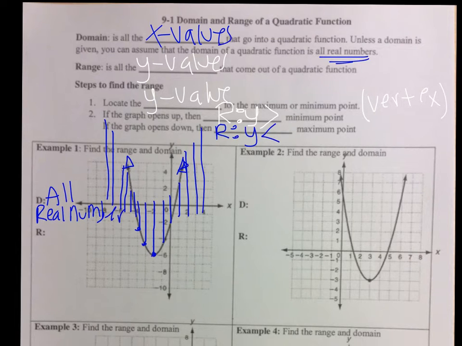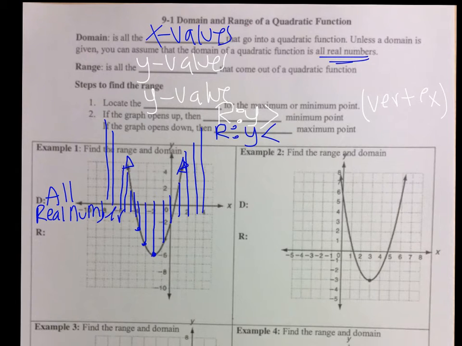Alright, so let's find the range of this parabola. So remember, the range is all the y values that come out of the quadratic function. So to start, let's find the y value for the maximum or minimum point. Remember, that is the vertex.